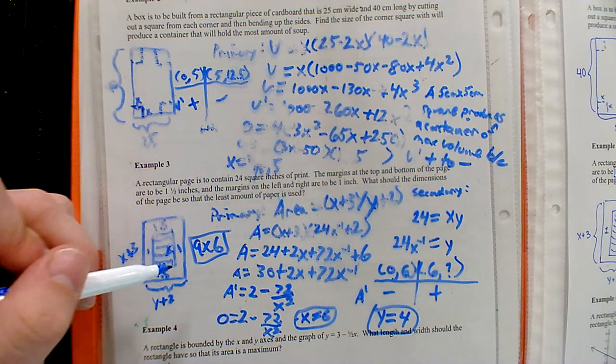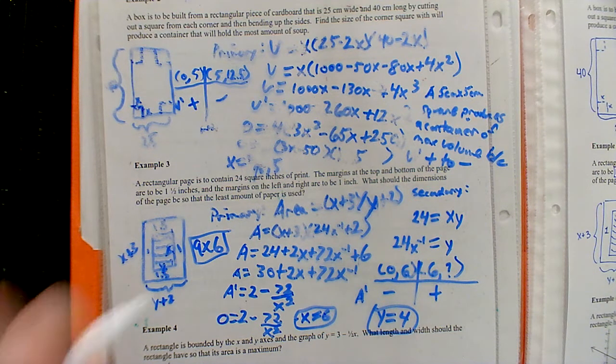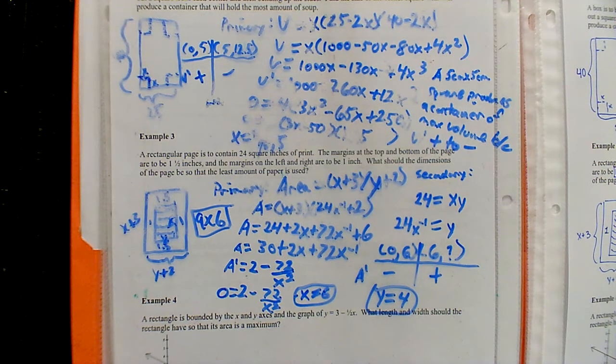Your explanation, you know it's a minimum because you went negative to positive. So that is the final answer for that one. 9 by 6 are the dimensions of your paper to minimize the amount of paper used. So I'll leave that up there for a moment. If you have more questions about that one, we can talk about it more tomorrow since we're cut short on time here. But that is the final answer.